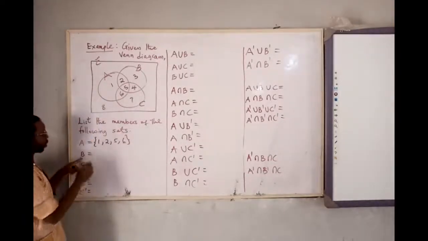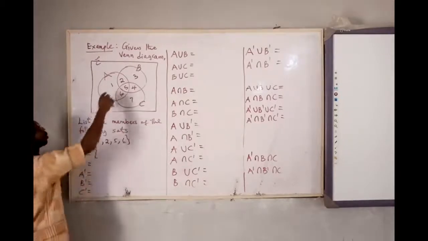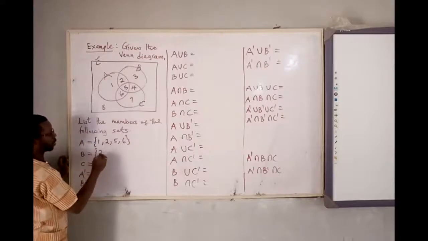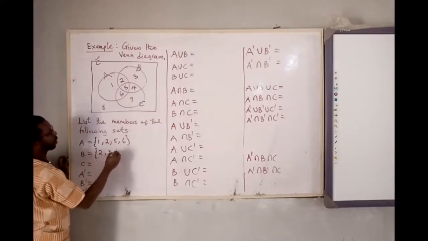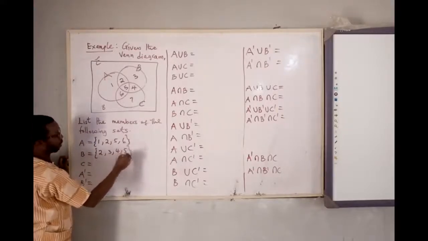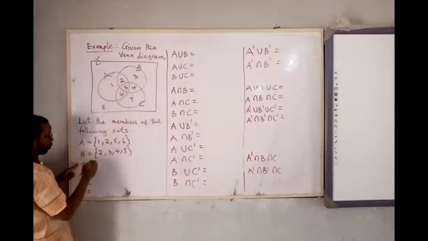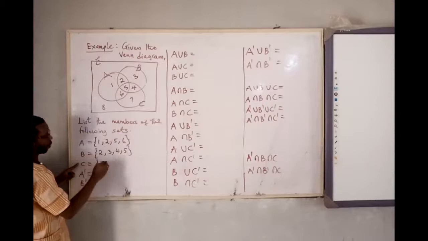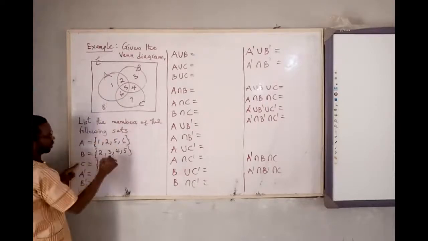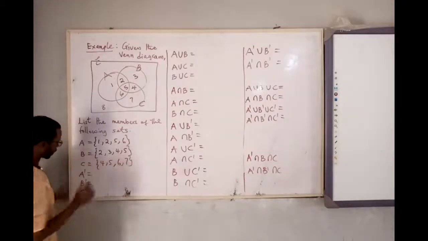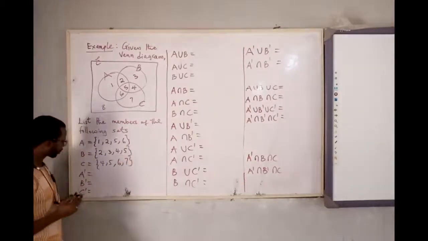The same thing we're going to do with B. You go to the circle B and pick all the elements: 2, 3, 4, and 5. You go to C and do the same thing: 4, 5, 6, and 7. That's what you're supposed to do.